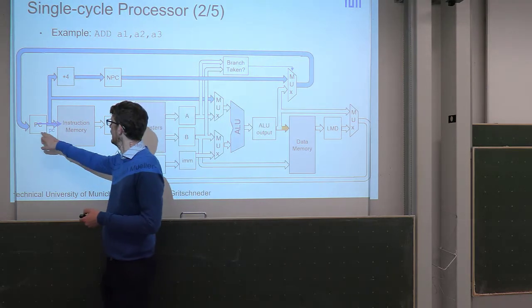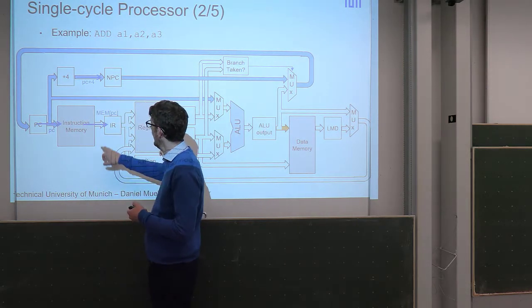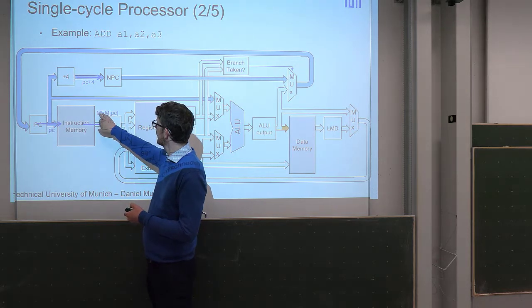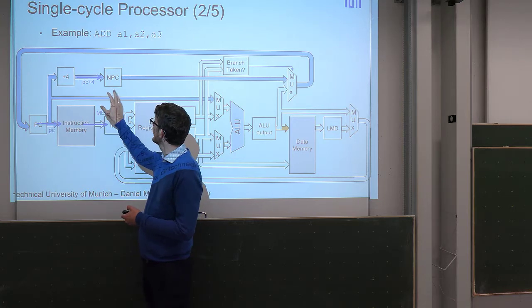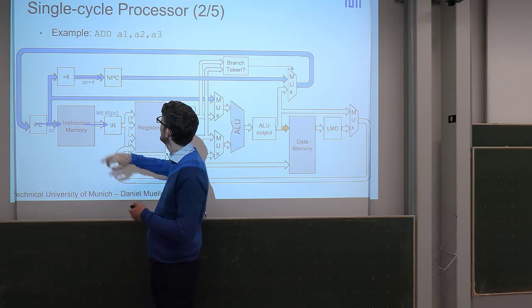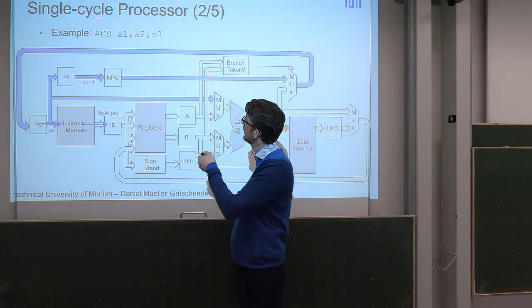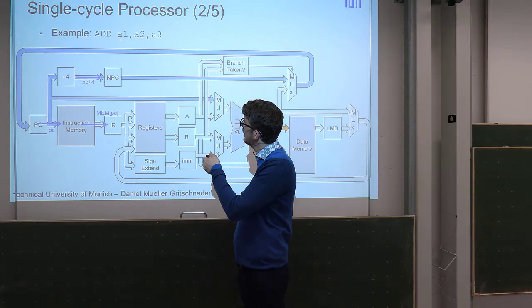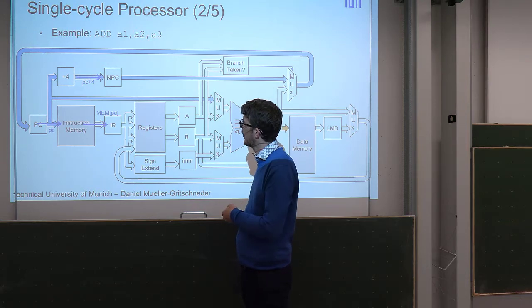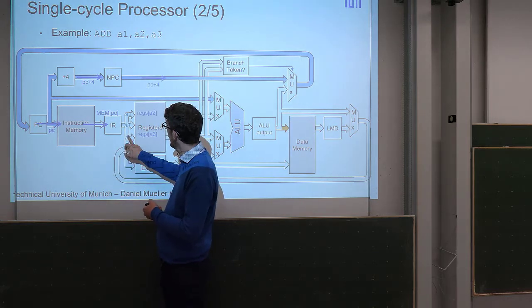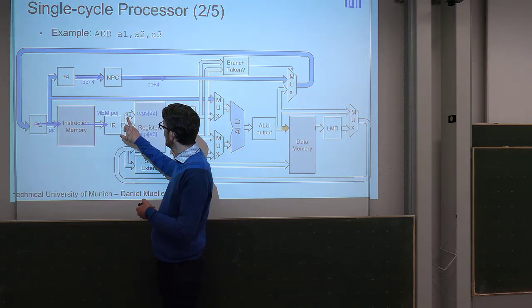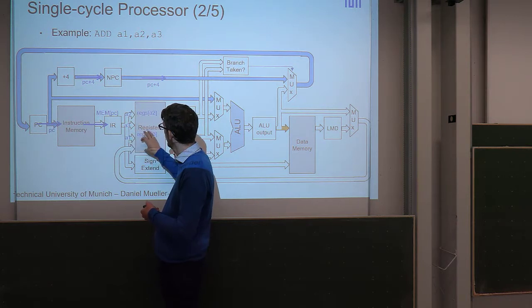So you're loading the PC where this instruction is stored, and here you get the result back. This is the machine word which encodes exactly this instruction. So what you get back here is basically the machine code which says this is an addition, this is your destination register, these are your two operand registers. And this instruction then gets decoded here, and what it finds out is, okay, my two operand registers are A2 and A3, so I have to read from the register array, register file.